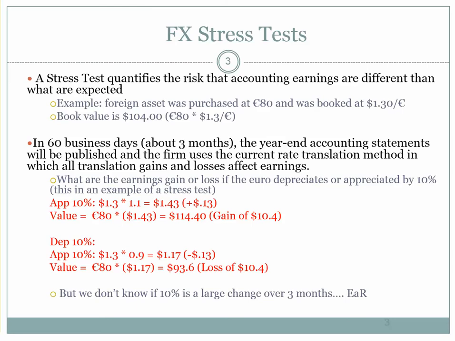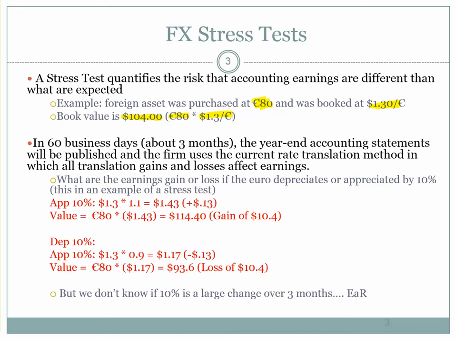Say a company just purchased an 80 euro item, or say an accounts receivable. That's worth 80 euros, and it was booked at $1.30 per euro. So the book value on the parent's financials, say a U.S. multinational firm, has an 80 euro asset at $1.30 a euro. It's sitting on the books of the American's financials at $104.